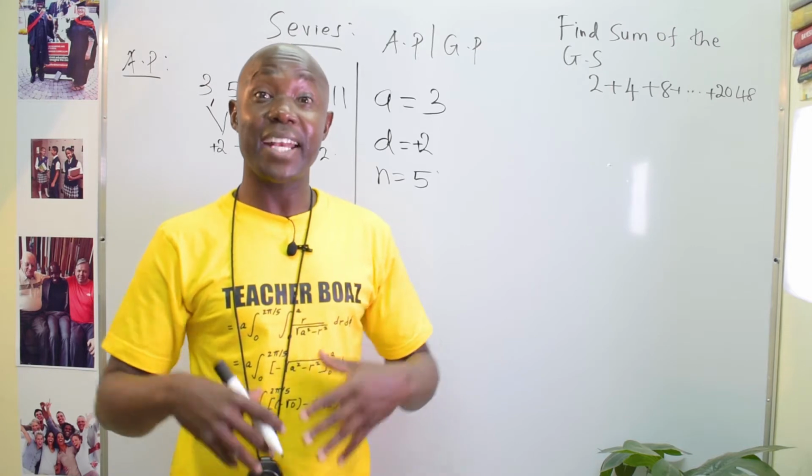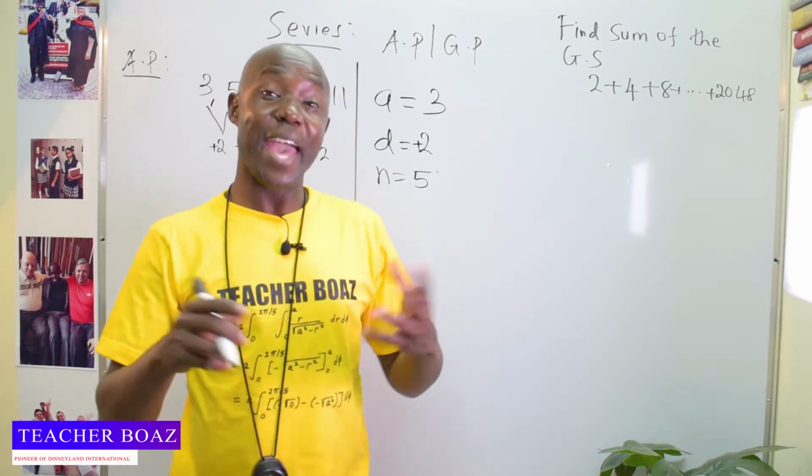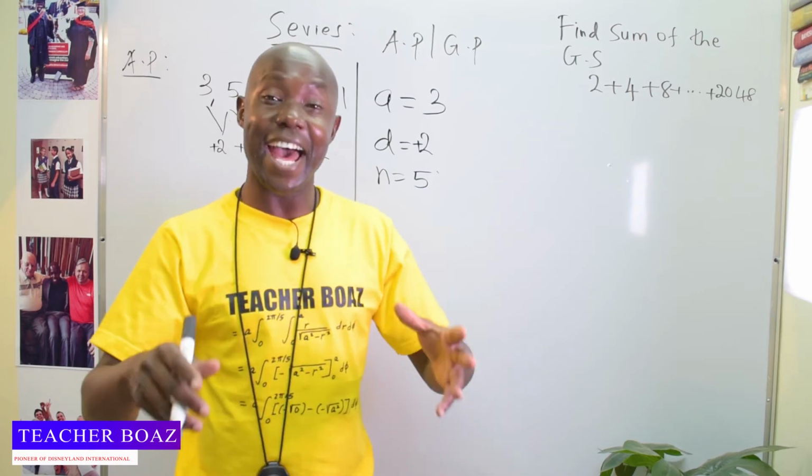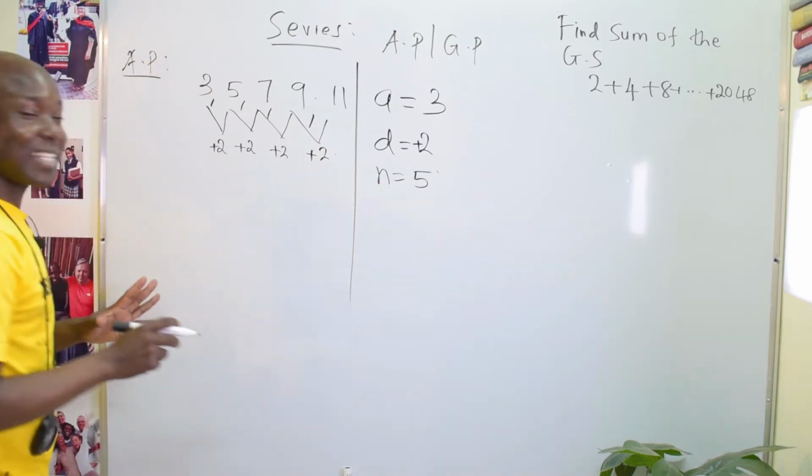So whoever asks you to find the third term is asking you to take N to be 3. Second term, N to be 2. And the 100th term, N to be 100. You see how easy it is supposed to be.